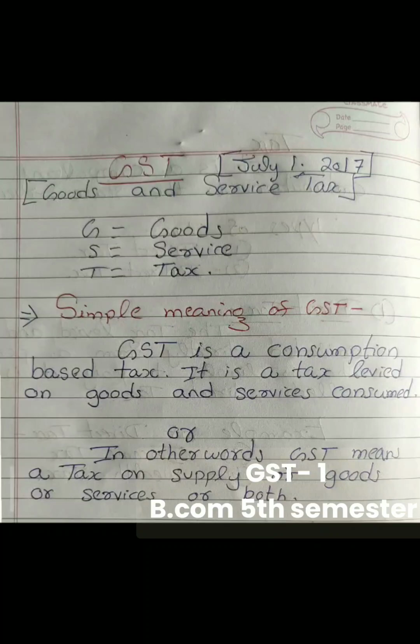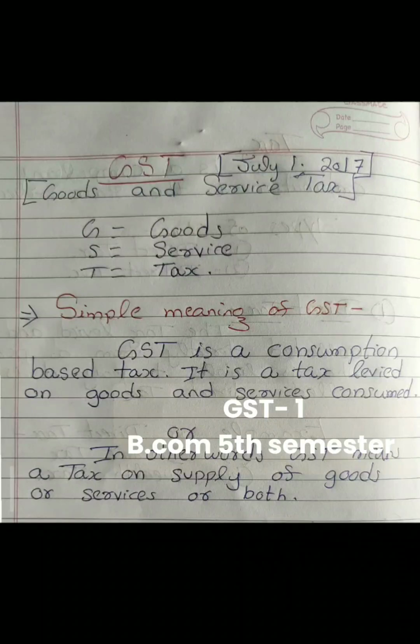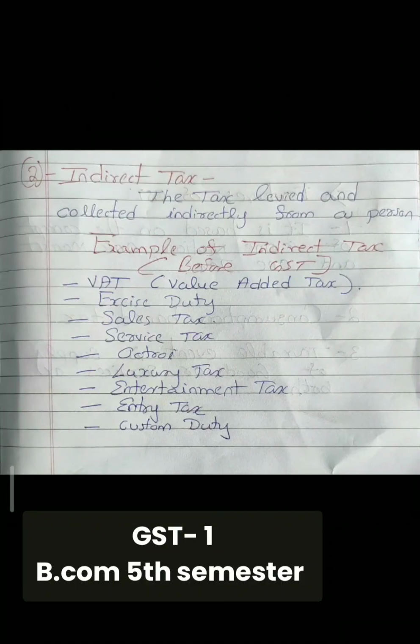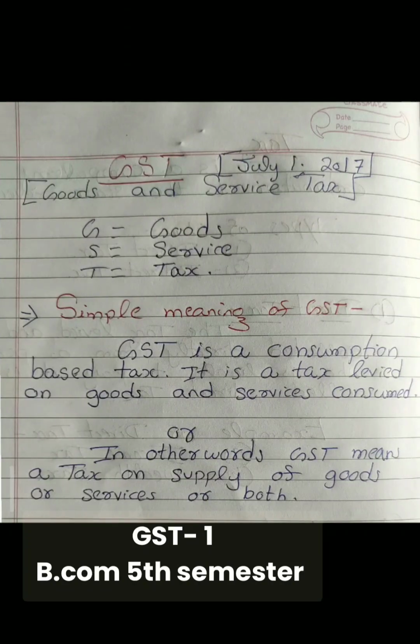GST stands for Goods and Services Tax. G stands for goods, S stands for services, and T stands for tax. Let's start the introduction of GST. Goods and services tax is one kind of indirect tax which has replaced many indirect taxes in India, such as excise duty, VAT (value added tax), service tax, etc. It was passed in Parliament on 29th March 2017 and came into effect on 1st July 2017. It is a single domestic indirect tax law for the entire country.